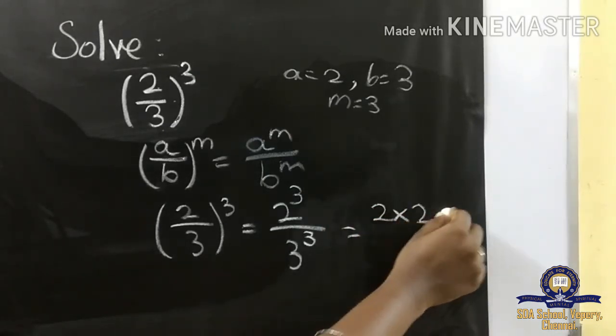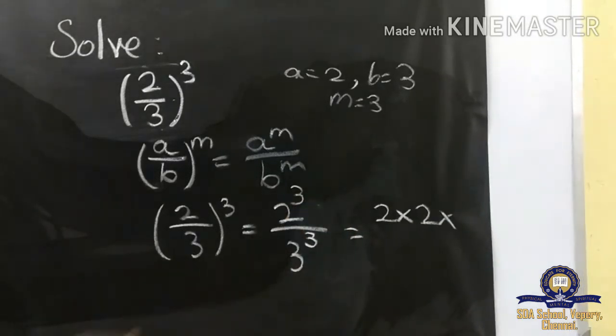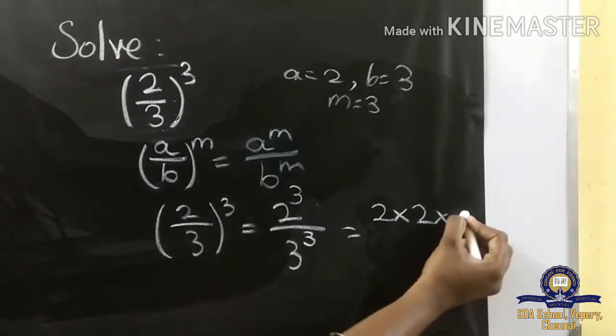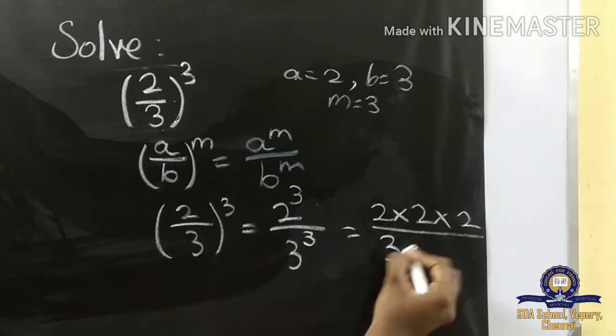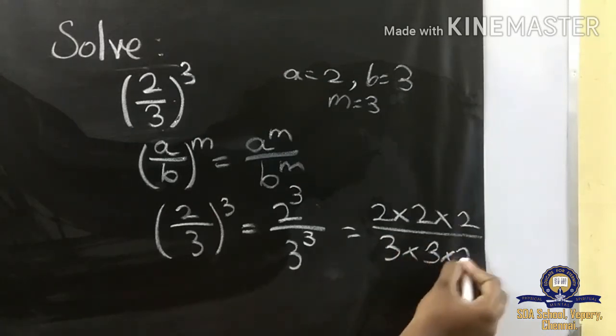2 into, here we are going to multiply 2, 3 times. Here there is a power 3, right? So we are going to expand 2 as 3 times: 2 into 2 into 2, divided by 3 into 3 into 3.